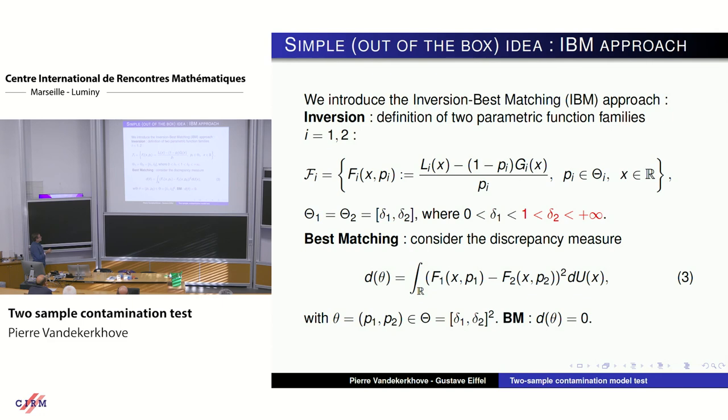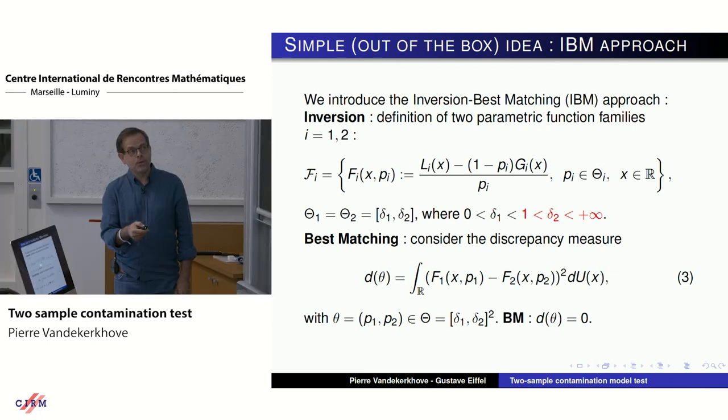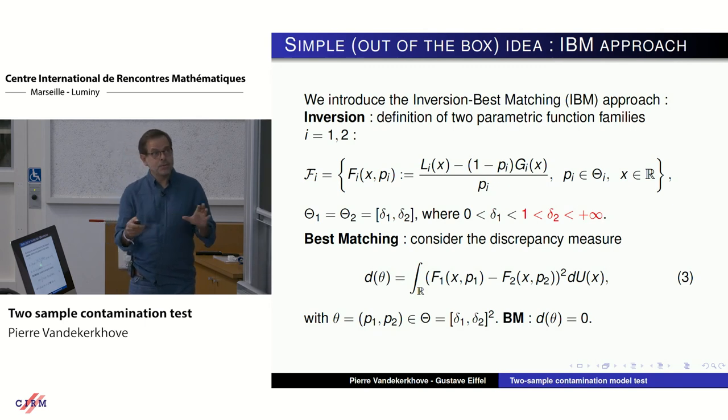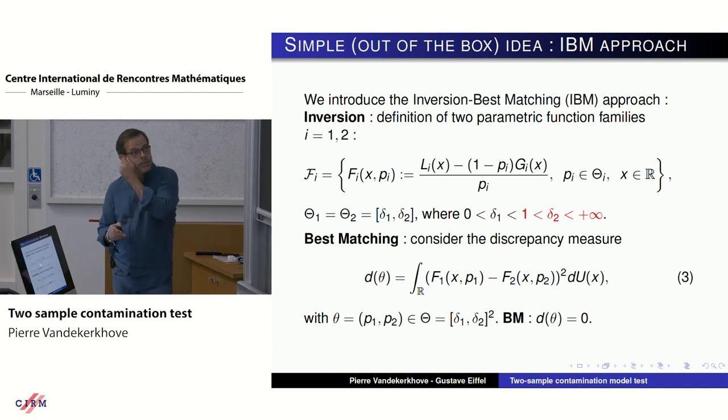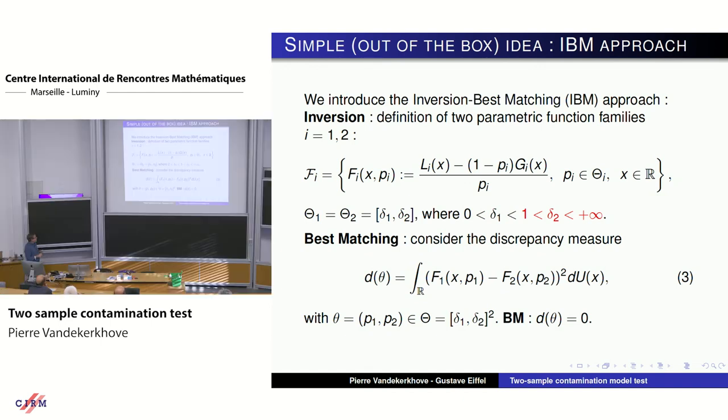And then we'll just consider the best matching situation. We're going to compare the inverse F1 under P1, F2 under P2, and try to find a couple P1, P2 making this discrepancy equal to zero. If we find this matching, then you're going to say, okay, that's perfect. We can say that F1 is equal to F2. This is a very basic idea, okay?